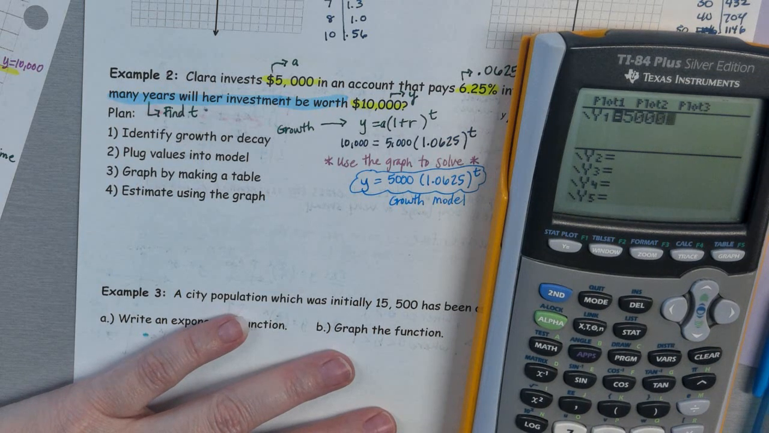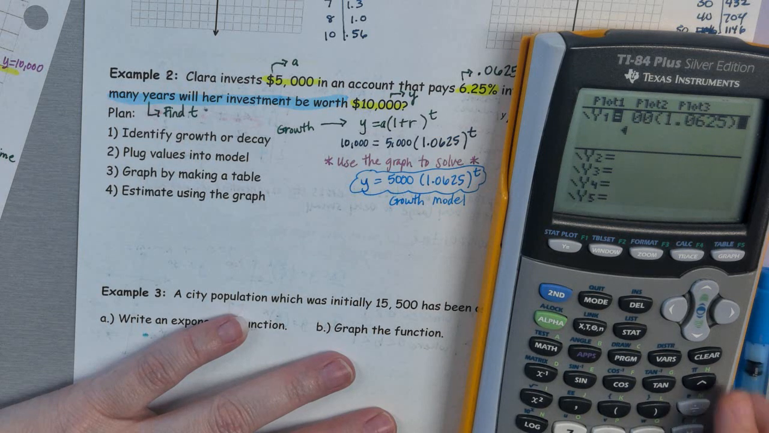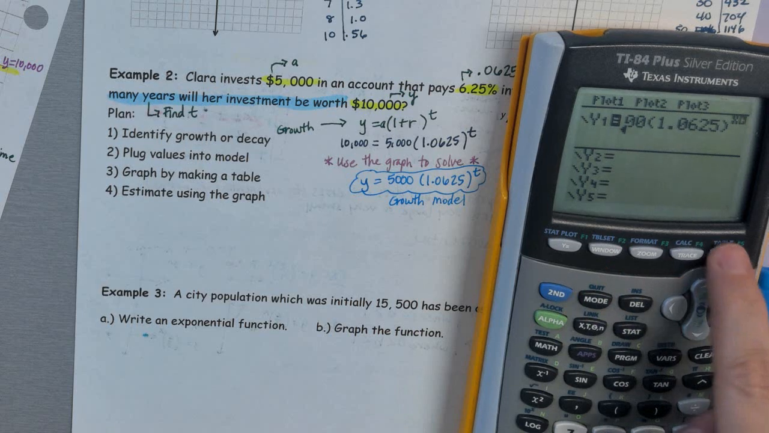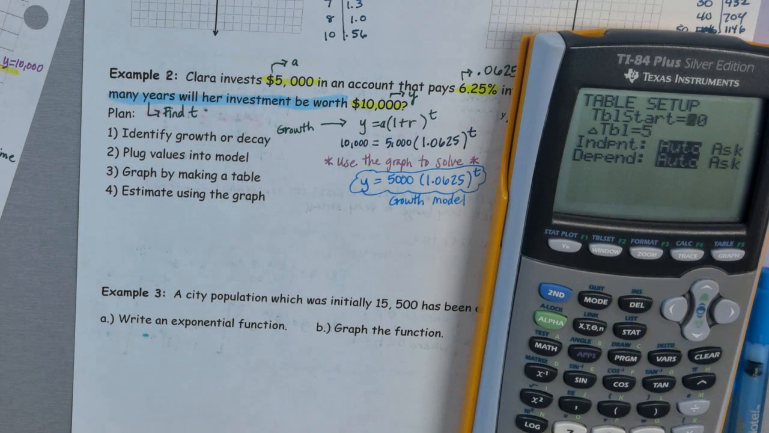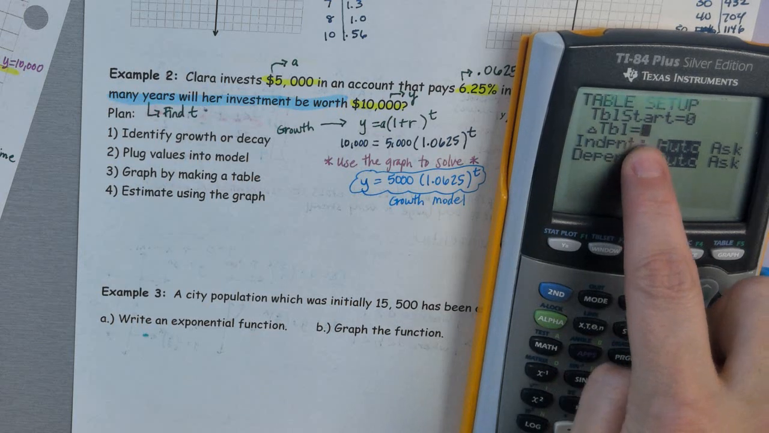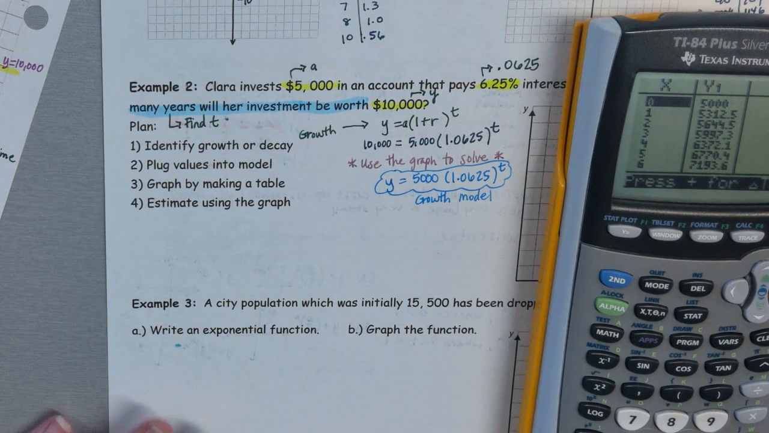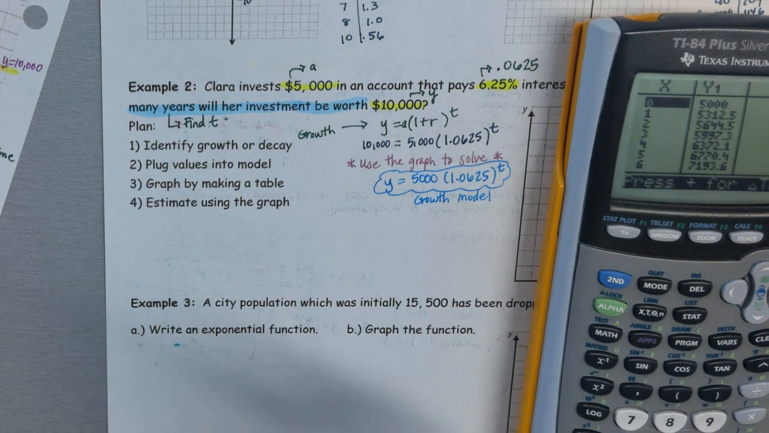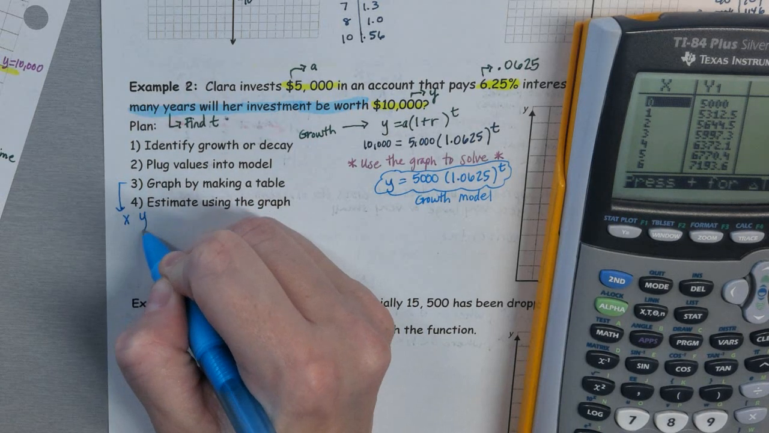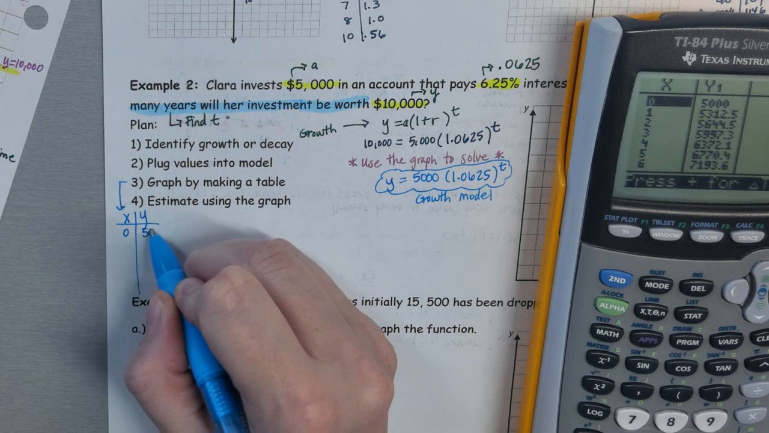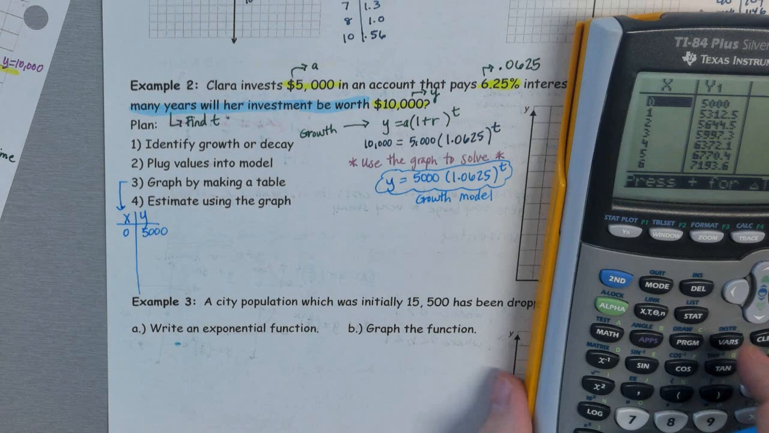So we have 5,000 times 1.0625, and then we are just going to use x as the exponent. That is perfectly fine. Now, because we are dealing with a story problem, when we go to our table, I'm also going to make my table start at 0, and I'm going to switch this back so I'm going by 1 so I can look and see what's happening here. Because it is a story problem, we only have to worry about the values of x that are positive, or time is positive. So at 0, I'm at 5,000, which I know because that's my initial value.